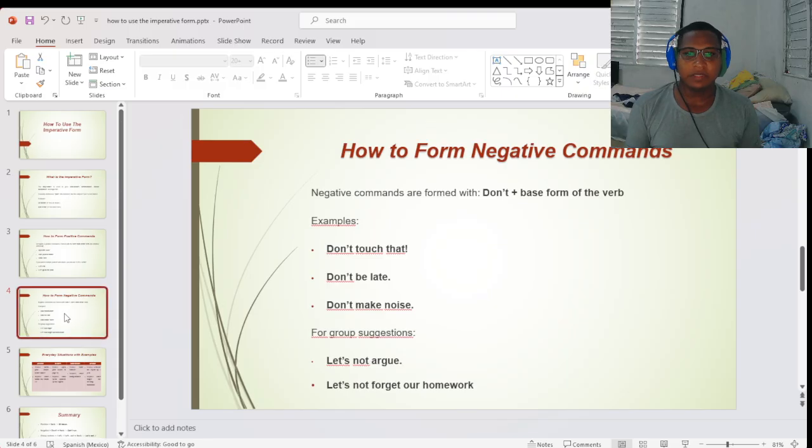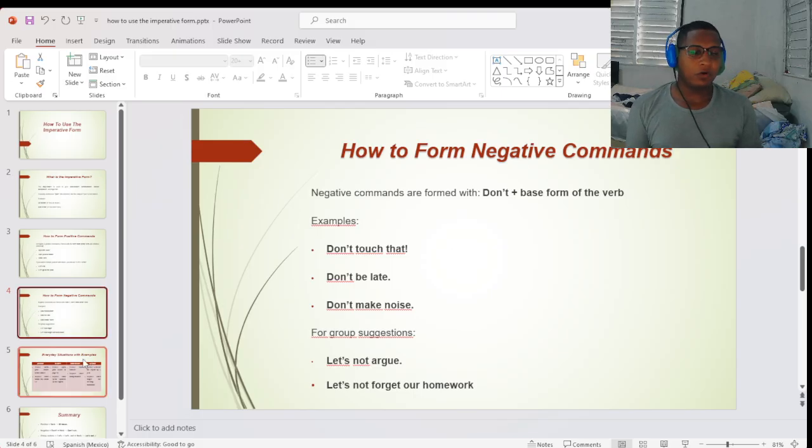Now we're going to talk about how to use this form in the negative. Negative commands are formed with don't plus the base form of the verb. For example, don't touch that, don't be late, don't make noise. For group suggestions, it is the following. We put let's not. For example, let's not argue, let's not forget our homework.